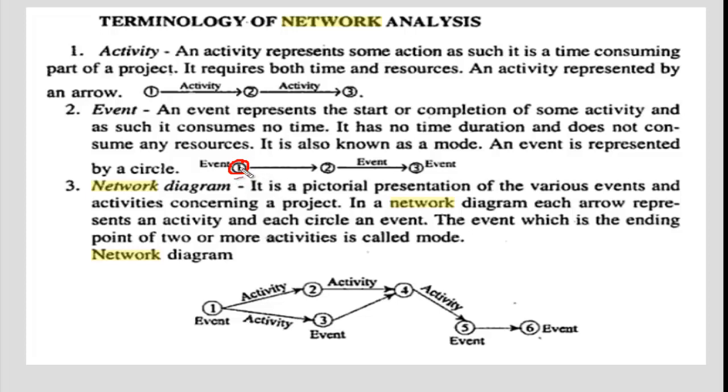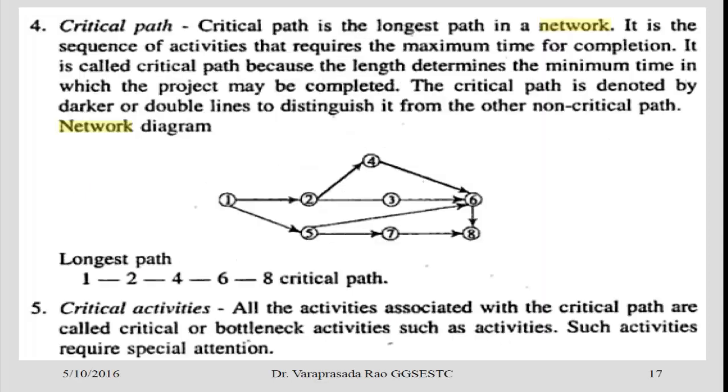Either the activity starts from an event and, when it finishes, it leads to an event. Then there's a network diagram, where we arrange these activities and events and their costs and all. This is called a network diagram.